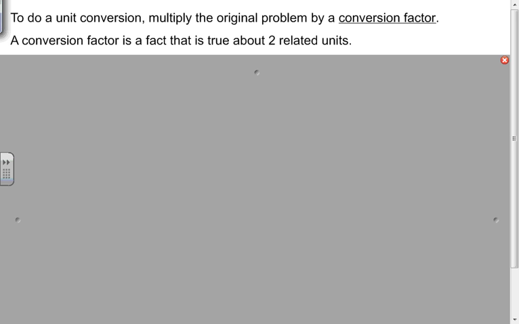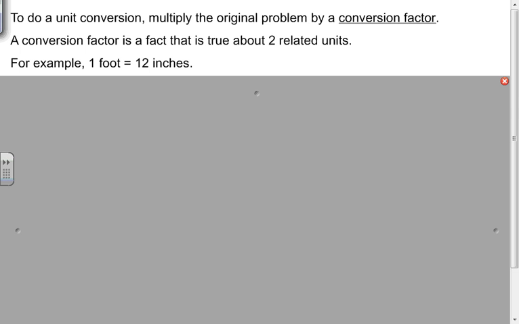For example, what I mean by related units: feet and inches. Those are both measuring distance or length, right? So those are related units. A fact about feet and inches is that 1 foot is equal to 12 inches. That would be an example of a conversion factor, a fact that is true about those two units.